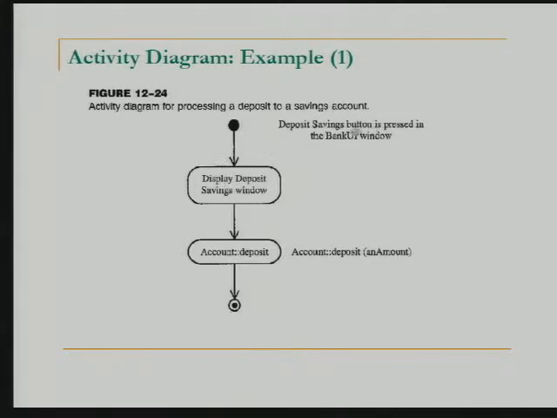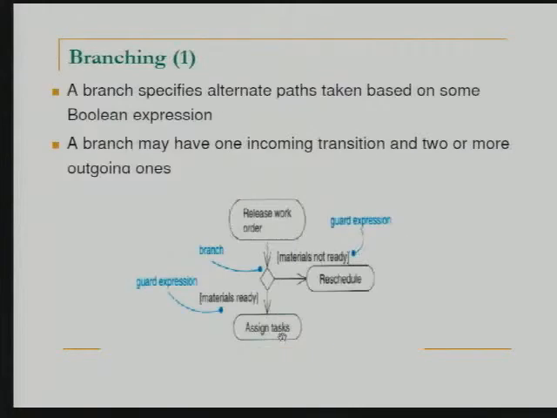The deposit savings button is pressed in the bank UI window that starts this. Then that finishes, goes to the account deposit, where I'm going to deposit the amount, then terminate. That's a simple activity diagram for processing a deposit to a savings account. Display deposit in the window, account deposit to the account, the amount that's been given, and simply end.